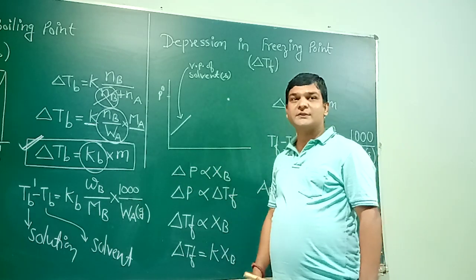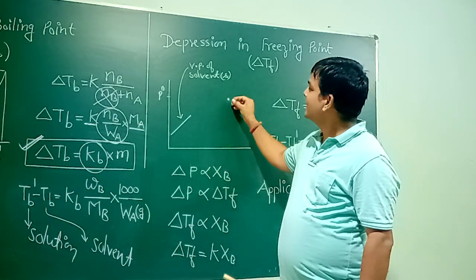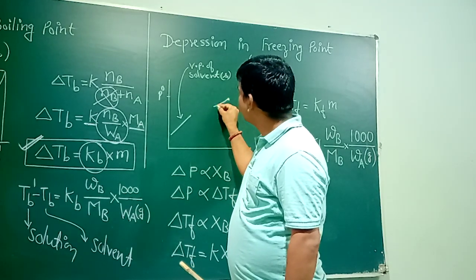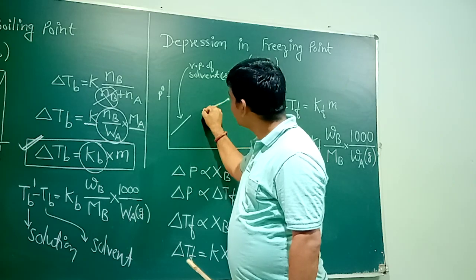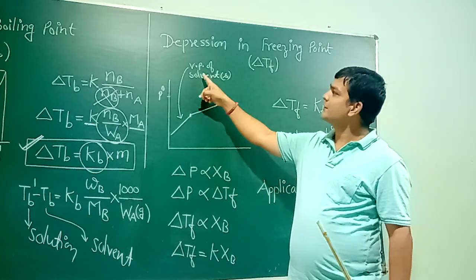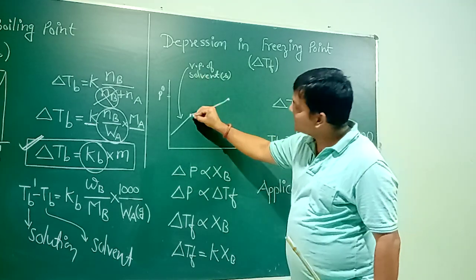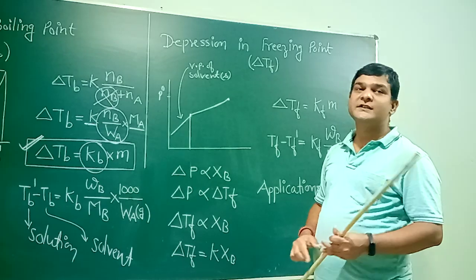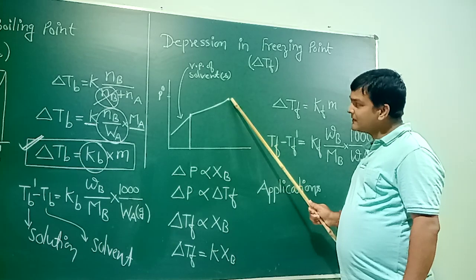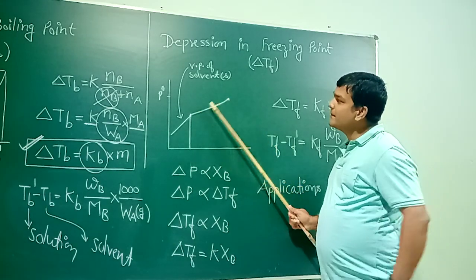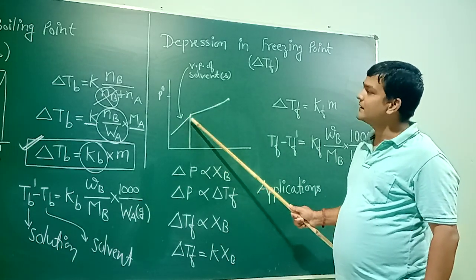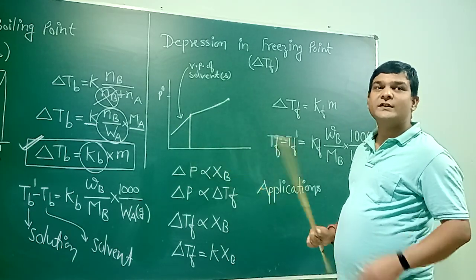and once we decrease temperature, the vapor pressure also decreases like this. The temperature at which the vapor pressure of solvent becomes equal to the vapor pressure of its solid state, this particular temperature is considered as freezing point. I repeat, this was for liquid, this was for solid. When we decrease temperature, vapor pressure decreases, and when the vapor pressure of liquid becomes equal to the vapor pressure of its solid state, this particular temperature is known as freezing point.